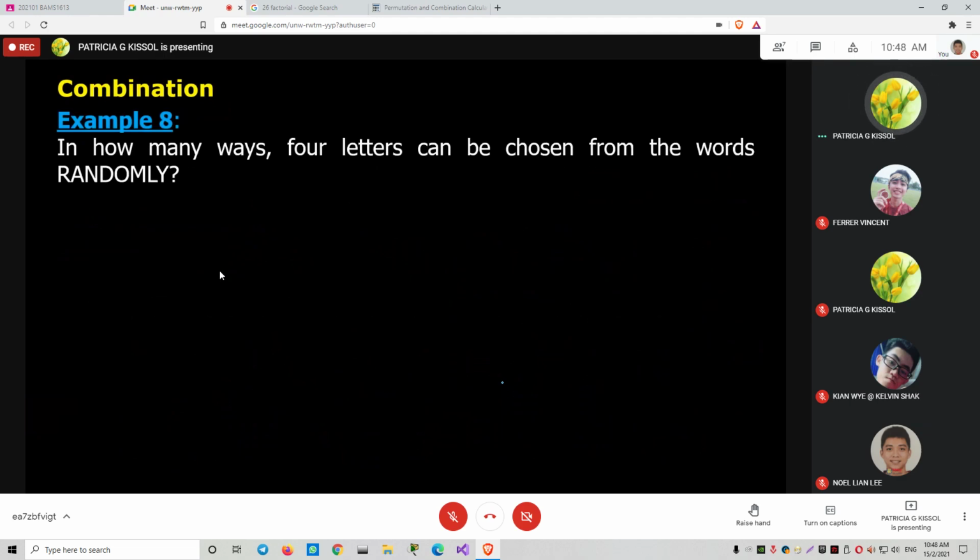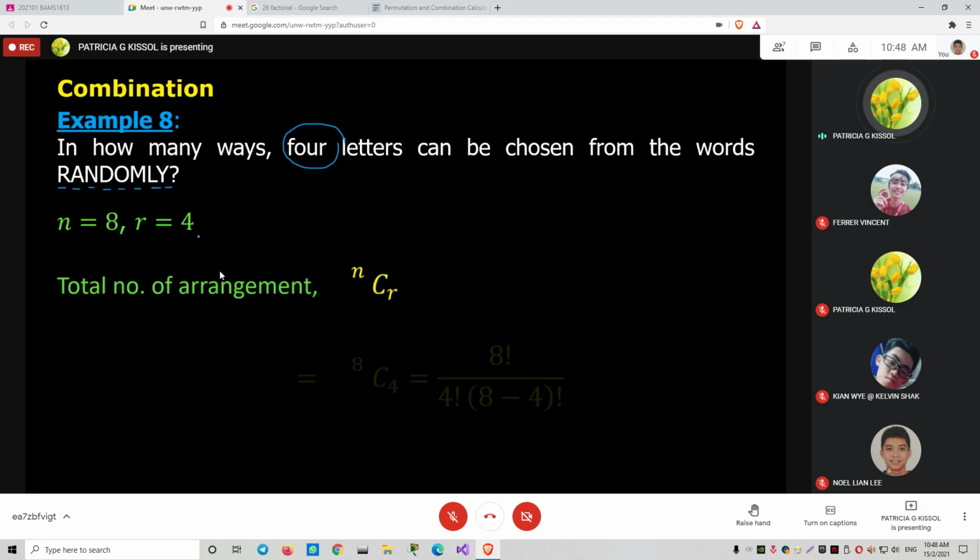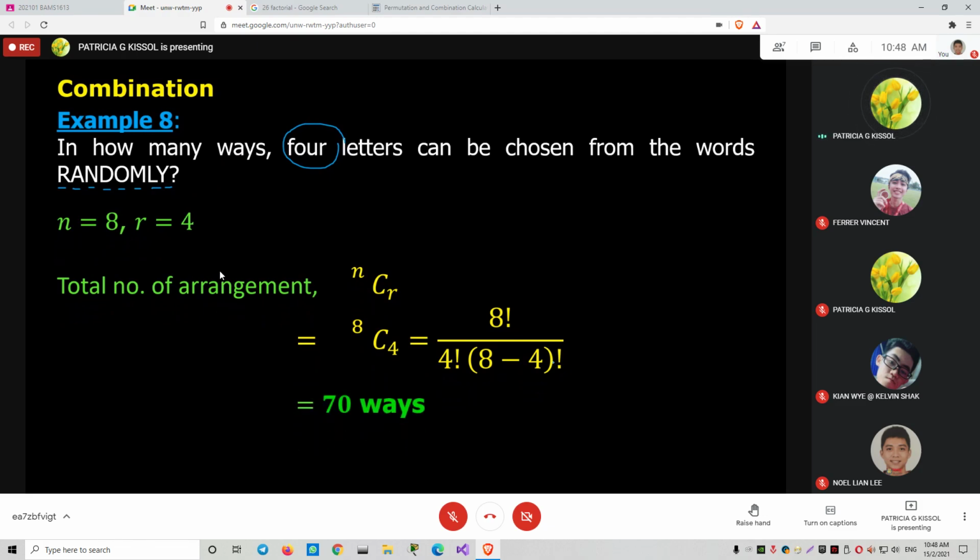So just to show you a simple example: in how many ways can 4 letters be chosen from the word randomly? We have randomly here, our N: 1, 2, 3, 4, 5, 6, 7, and 8. Our N is 8. And since the question wants 4 letters, our R is 4. So when we put it into the combination formula, we have 8 factorial divided by 4 factorial in brackets 8 minus 4 factorial. That would give us 70 ways.